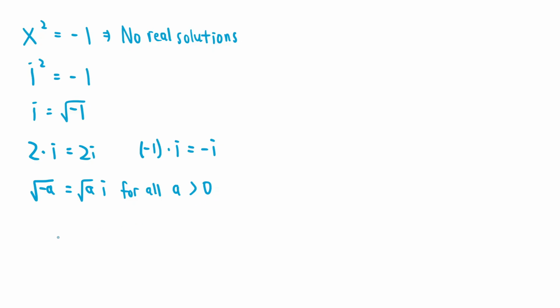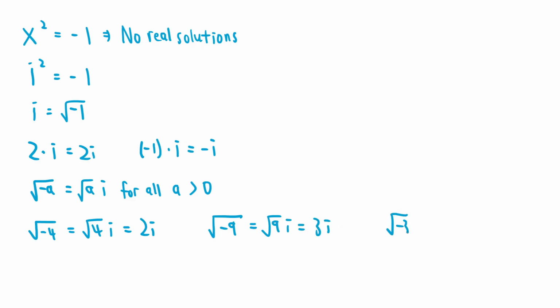So if we have something like the square root of negative 4, that's just equal to the square root of 4 times i, which is equal to 2i. If we have something like the square root of negative 9, that's just equal to the square root of 9 times i, which is equal to 3i. If we have the square root of negative 3, that's just equal to the square root of 3 times i. And if we have something like negative square root of negative 5, that's just equal to negative square root of 5 times i, since we have the negative sign outside of the square root.